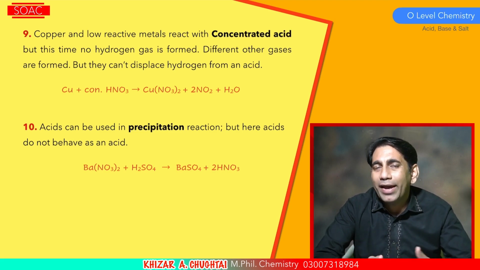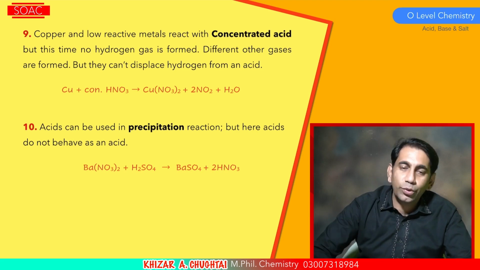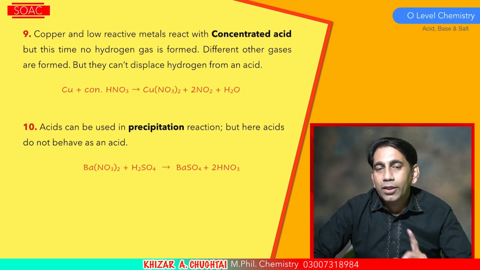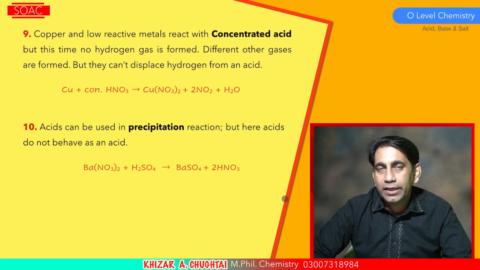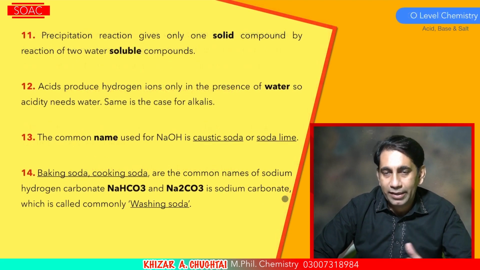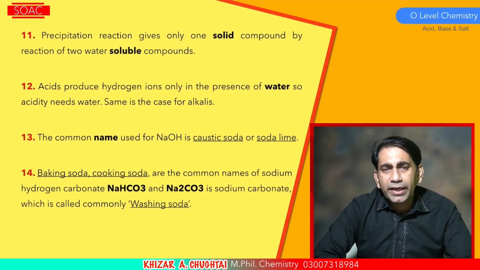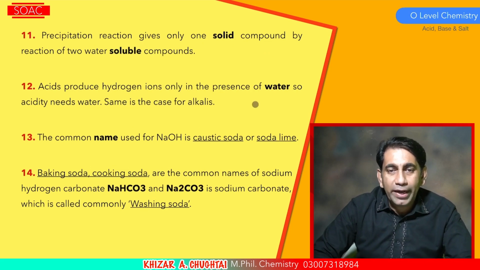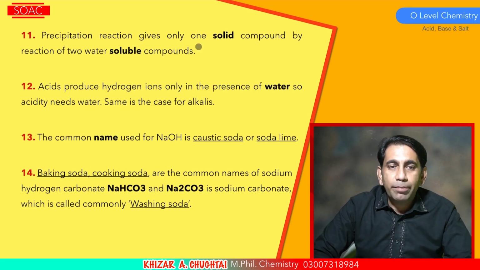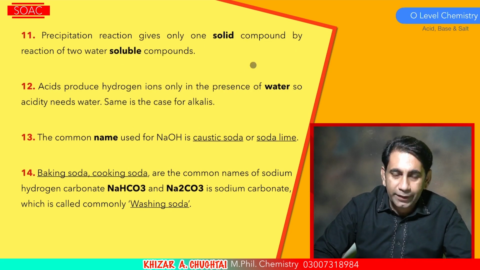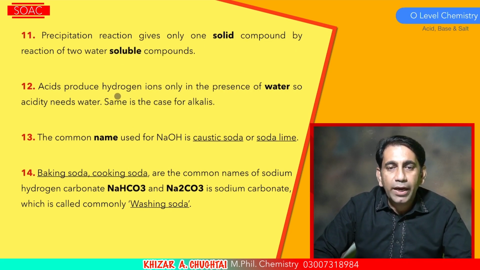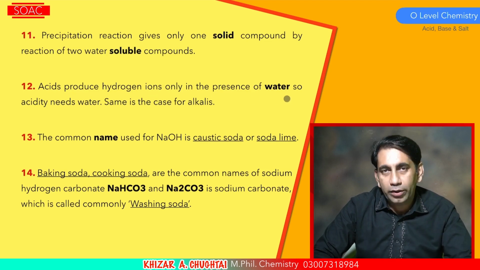It's going to behave as a simple reagent. So in this reaction, the function of sulfuric acid is not as an acid. Precipitation reaction gives only one solid, as I told you, compound by the reaction when two soluble compounds meet together. Acid produces hydrogen ion only in the presence of water, so acidity needs water.